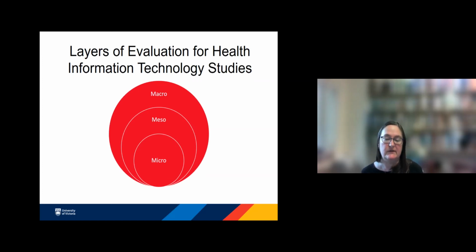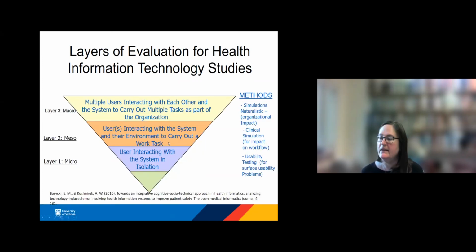And I'm going to just flip to this slide here. And this slide's a really nice one to give you an illustration. So a few years ago, we developed this particular framework to conceptualize when and where you should actually be conducting your evaluation. So you might want to think about it in terms of what's happening at a micro level. You might want to study, or bound your evaluation study to, the user interacting with a system in isolation.